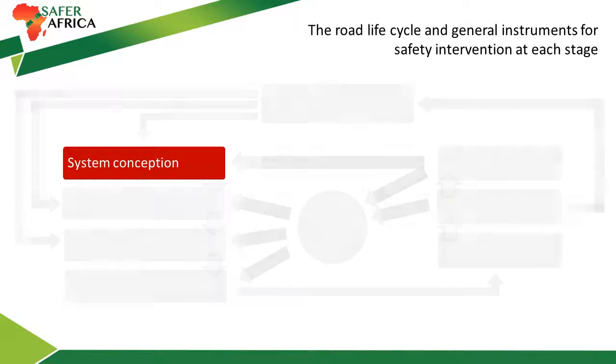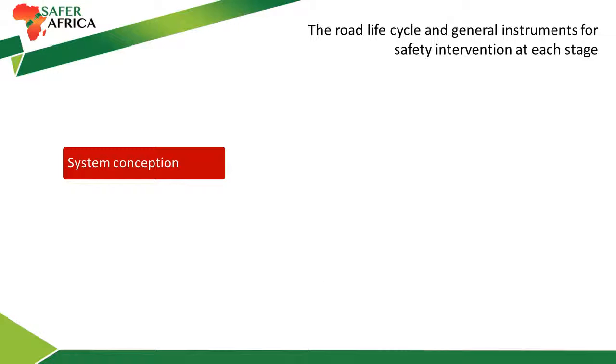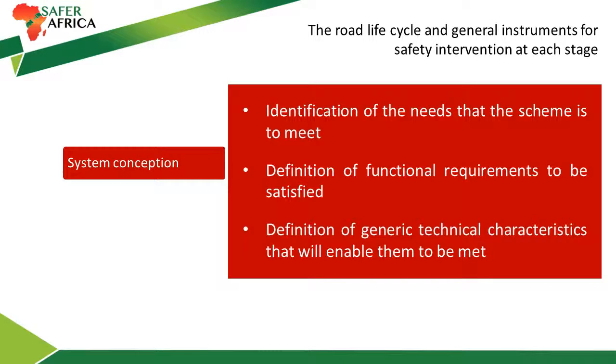The road life cycle begins with the system conception. This phase corresponds to the identification of the needs to meet and the consequent definition of both the functional requirements to be satisfied and the generic technical characteristics that will enable them to be met. This corresponds, for instance, to the definition of the type of road we want to build, number of lanes or the width of the elements, etc.